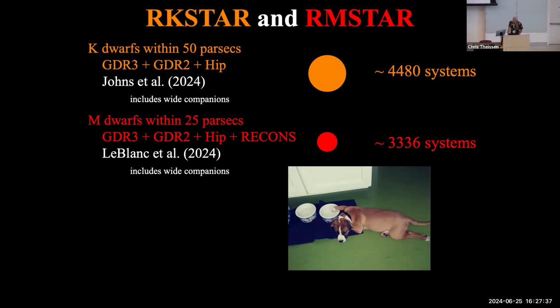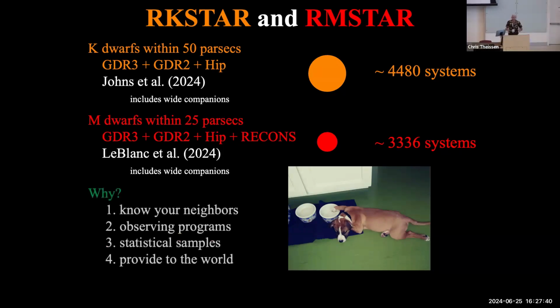Now, we all know what the purpose of this work is in this room, right? You want to know your neighbors, of course. You want to establish observing programs that are volume complete and volume limited. Both of those terms come into play here. And you want to get statistical samples. That's where we are now. Everybody can do the one-off and find a planet, but we want statistical samples to say how often does this happen in the universe? And we're going to provide these lists to you on the web.